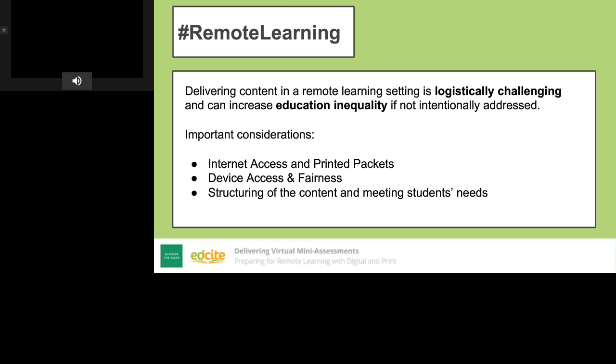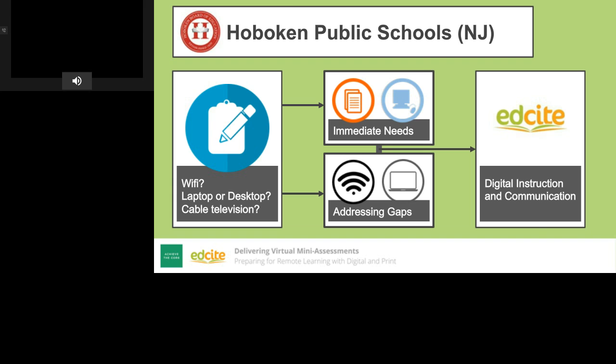So instead of spending all of our time in the abstract about how we should structure it and what should be blended, we wanted to ground ourselves with an example of a district that is doing a really phenomenal job at planning ahead and being very intentional. So Hoboken Public Schools in New Jersey, they're a team that we work with at Edcite, and I've been connecting with them during this transition to remote learning. And so they've shared a lot about what they've been doing, and they said I could share it with all of you. So they started with a survey.